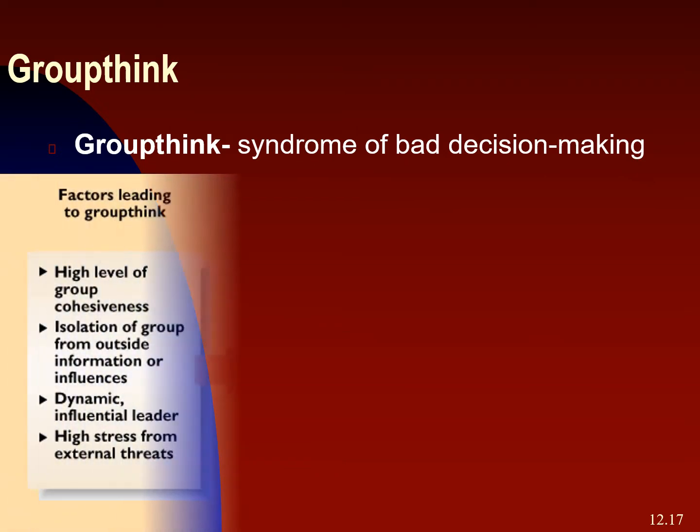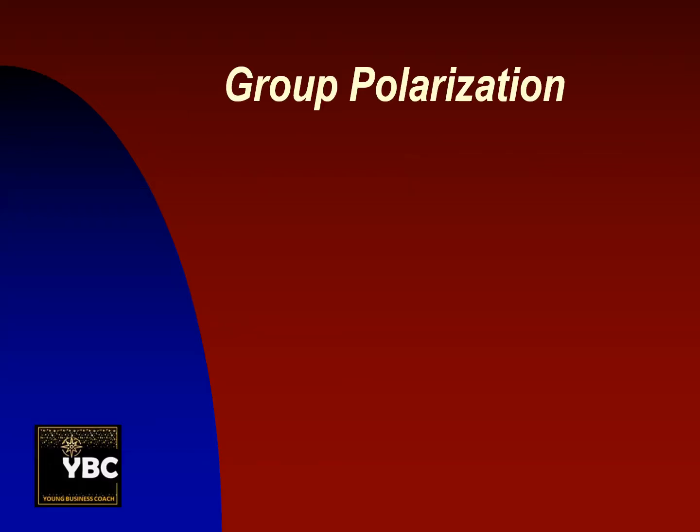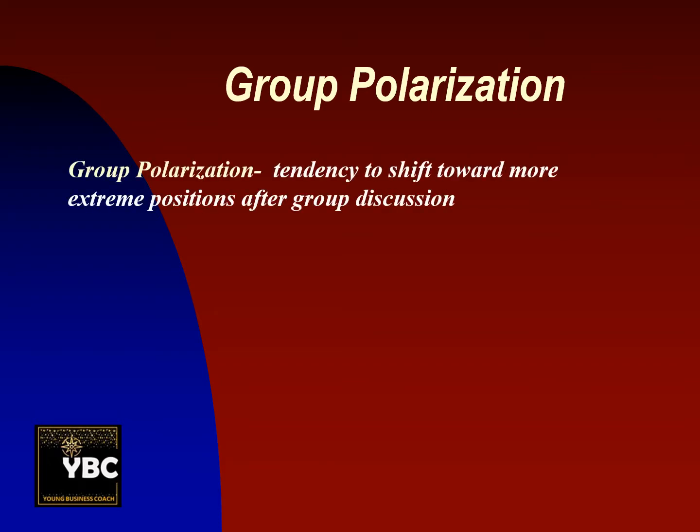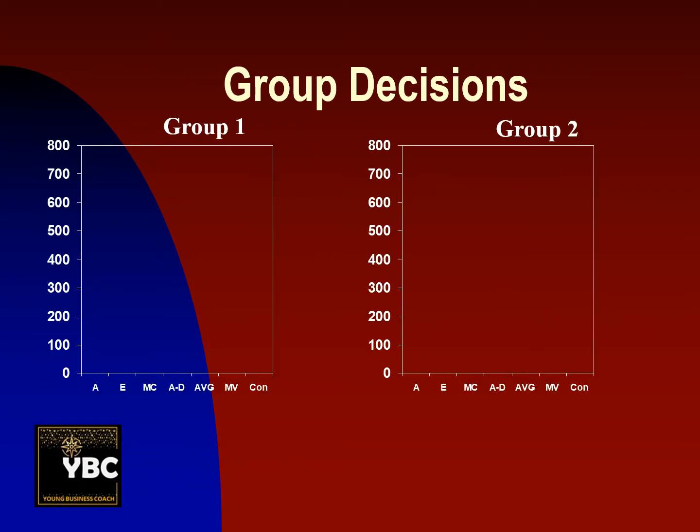Groupthink: syndrome of bad decision making. Here's a diagram. Now, group polarization: the tendency to shift toward more extreme positions after a group decision. Risky, neutral, cautious. Now, group decisions. There are two groups, group number one and group number two. They all consist of different numbers from rows and columns.